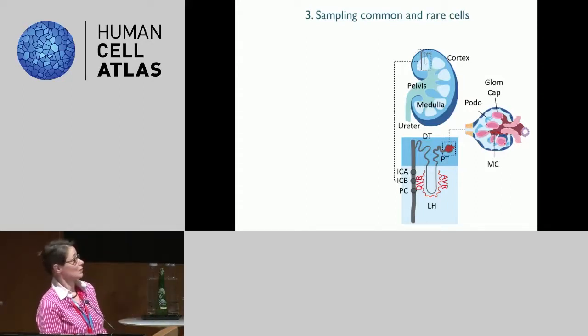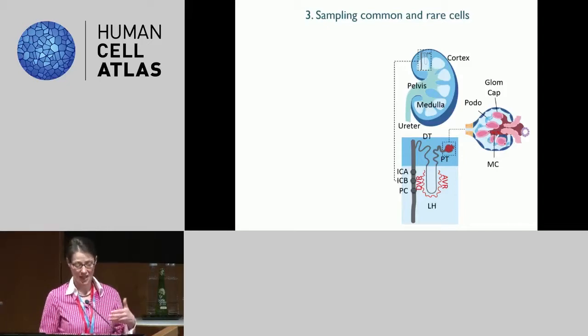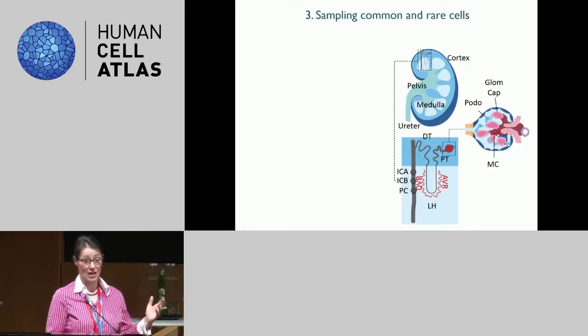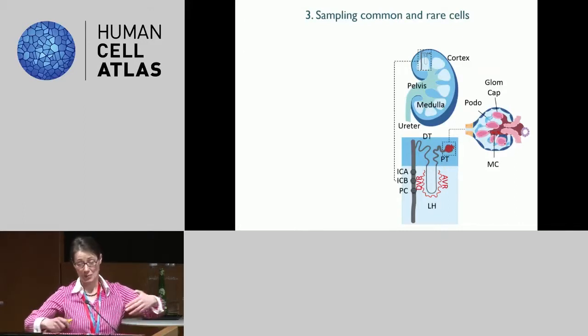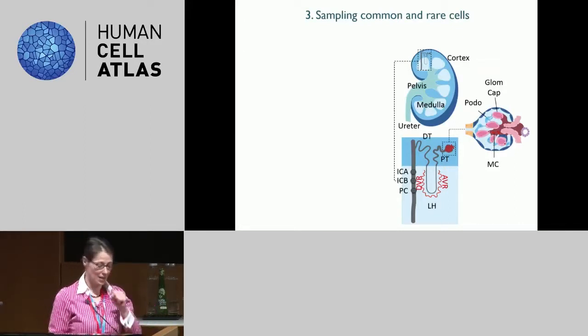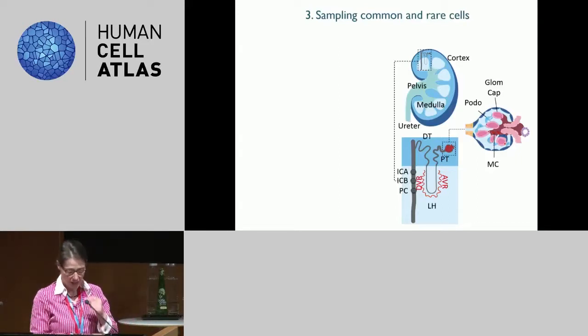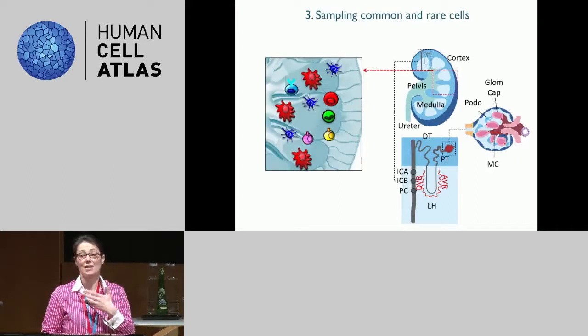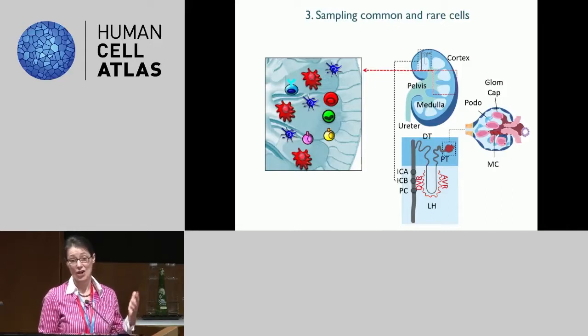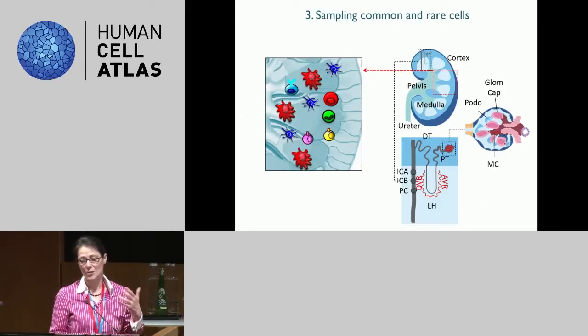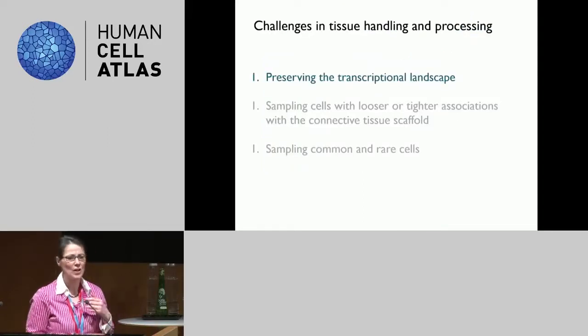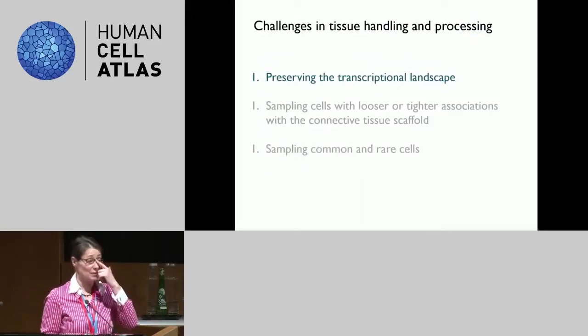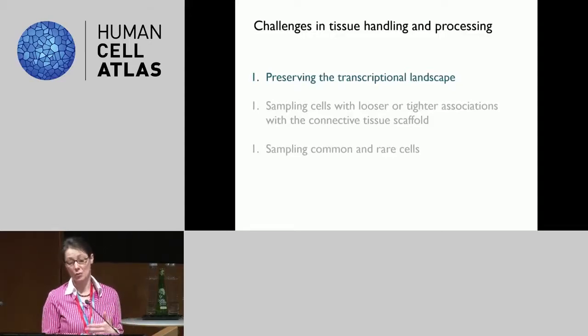For example, the podocytes, these are a specialist type of epithelial cell found within the glomerulus. They're much rarer, and they're also a funny shape. They wrap around and almost hug the glomerular capillary, so they're difficult to get out. As an immunologist, I'm interested in the immune cells that live in the kidney, and they, again, are rarer than the epithelial cells. So how do we get at both common and rare cell types? I want to take you through a few examples.